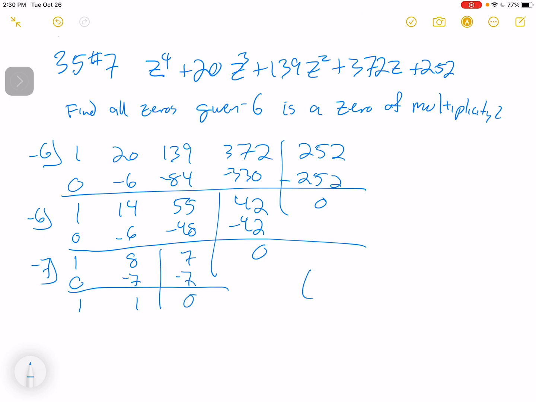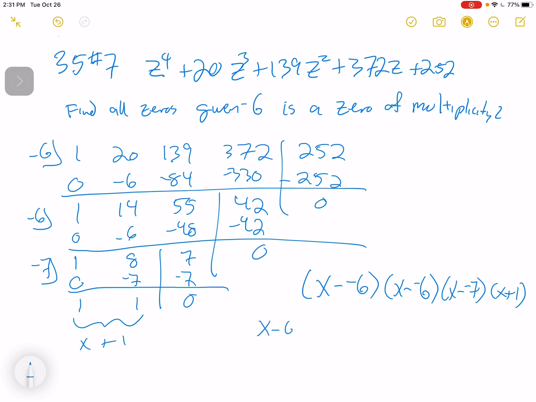So this factors to be x minus negative 6 times x minus negative 6 times x minus negative 7 times, and what's left here is an x plus 1. So this factors to be x plus 6, double negative, squared, times x plus 7 times x plus 1. Hope that helps.